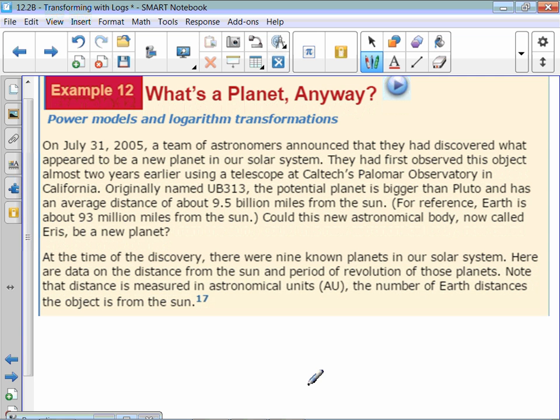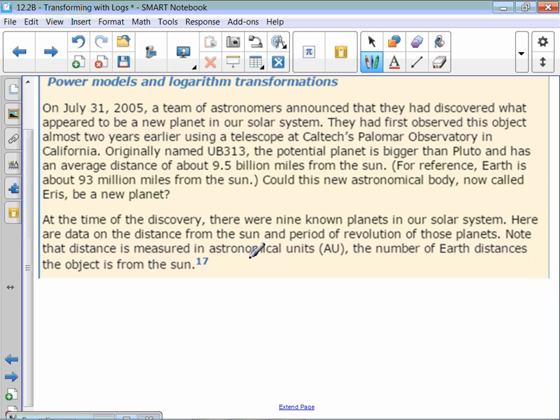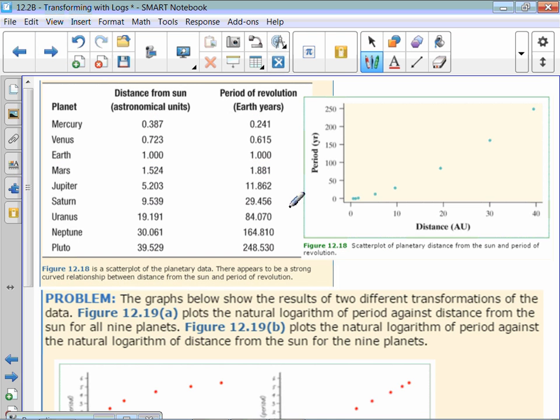So we've got a team of astronomers who announced they had discovered what appeared to be a new planet in the solar system. They had first observed this object almost 2 years earlier using a telescope. Originally named UB313, the potential planet is bigger than Pluto and has an average distance of 9.5 billion miles from the sun. So could this be a new planet? Here's the data on the distance from the sun and the period of revolution of those planets. Note that distance is measured in astronomical units, or AU, the number of Earth distances the object is from the sun. So we've got our distance from the sun and our period of revolution.